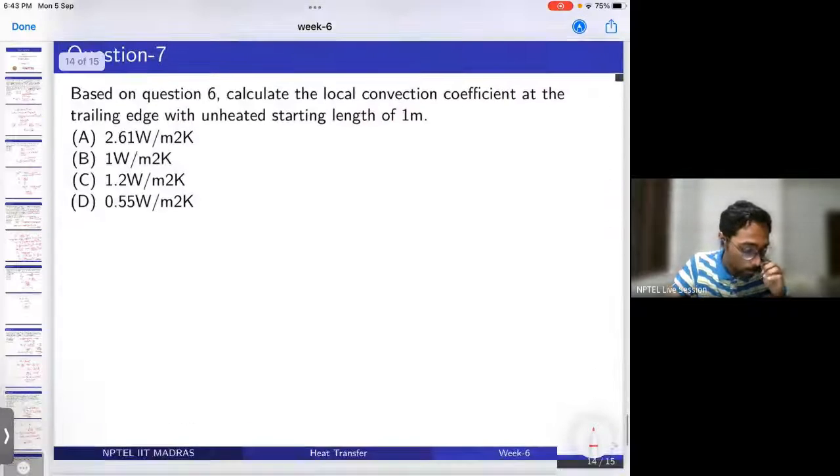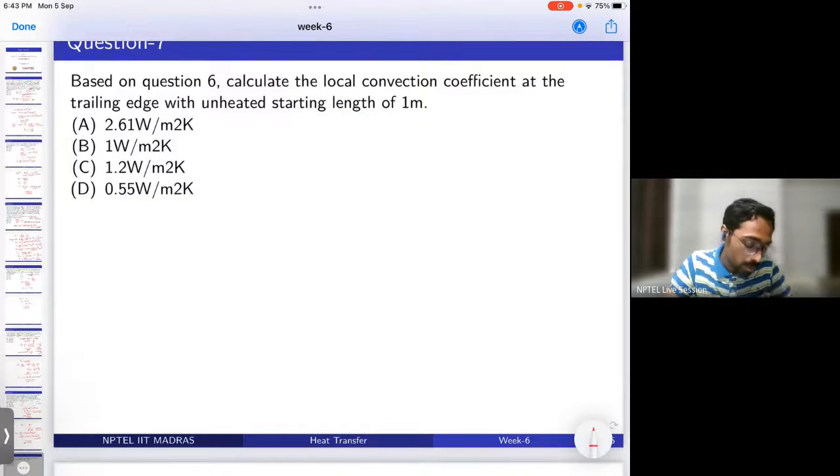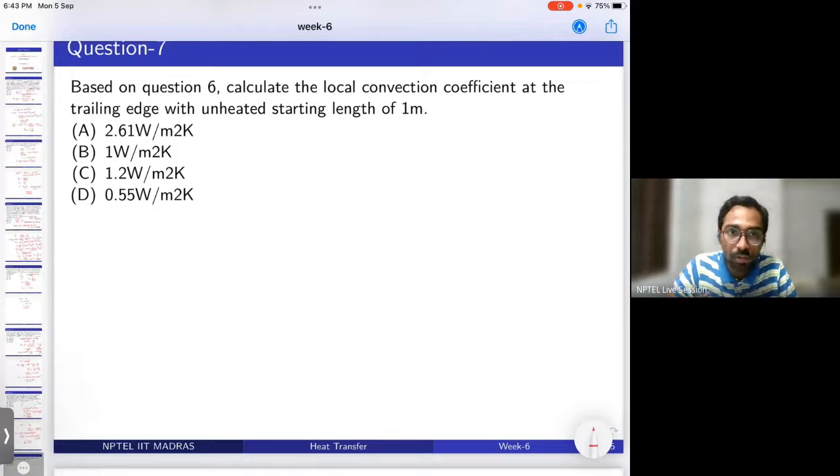So let's go to the next question. It's a continuation of the last question. Here we have an unheated starting length of 1 meter. We already have 1 meter heated length. In front of that we have an additional 1 meter of unheated starting length. So the total plate comes out to be 2 meters, right?